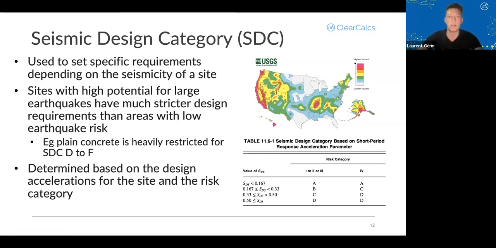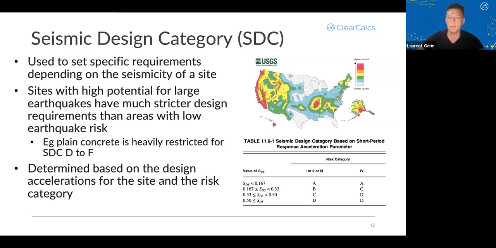And what that means is the higher your seismic design category, which goes from A to F, the more requirements you'll have. Especially once you go past SDC D, you start getting a lot more requirements. So you might have stuff to make sure that there's not going to be any brittle failure. The big example here is plain concrete, even in footings, where typically you'd be fine using plain concrete footings, there's going to be very heavy restrictions on when you're allowed to use plain concrete footings or plain concrete walls.